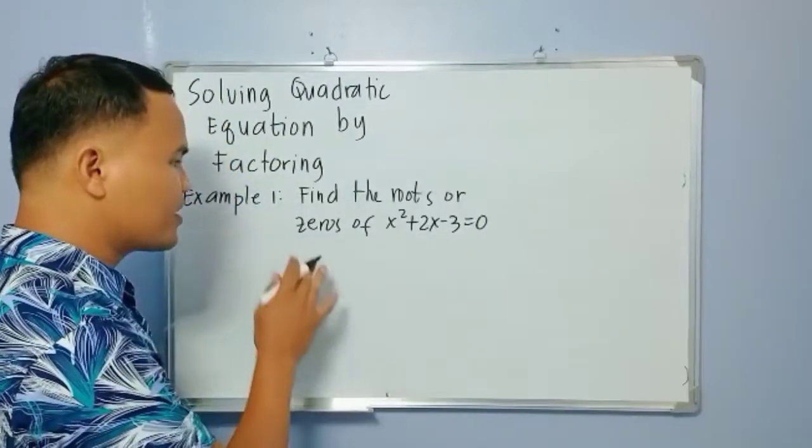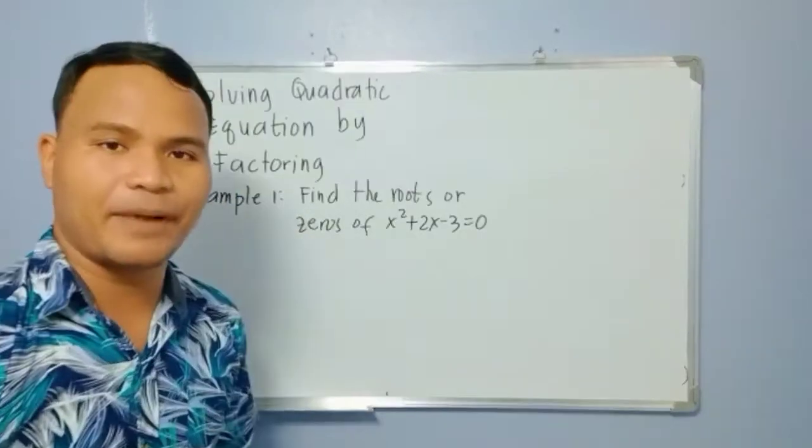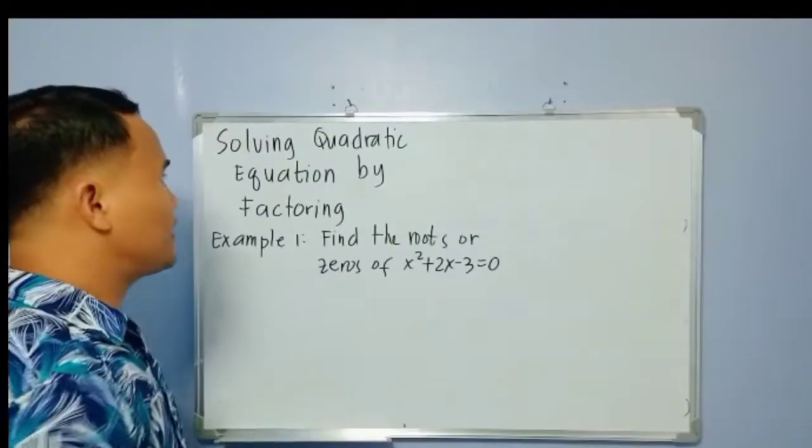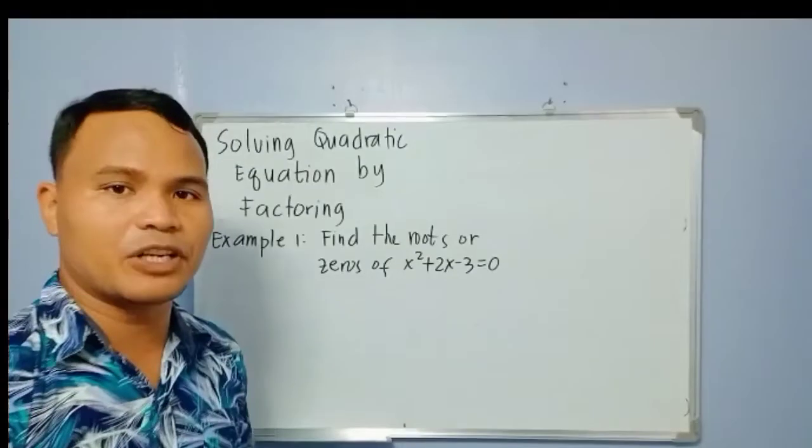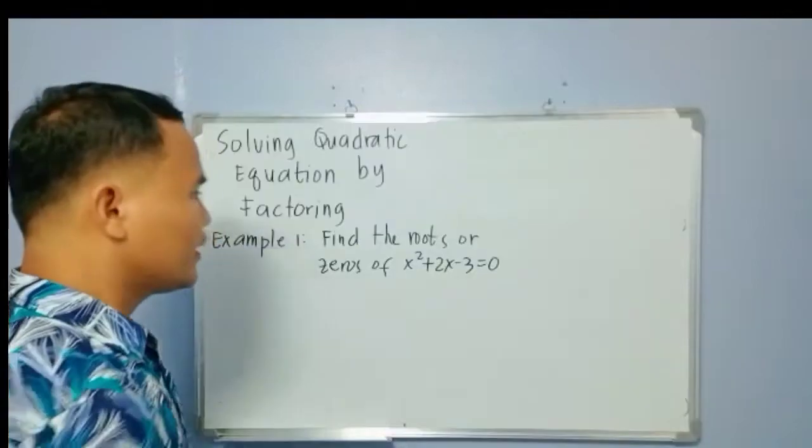Let us have an example. Find the roots or zeros of x squared plus 2x minus 3 equals 0. Last time I discussed solving quadratic equations by extracting square roots.